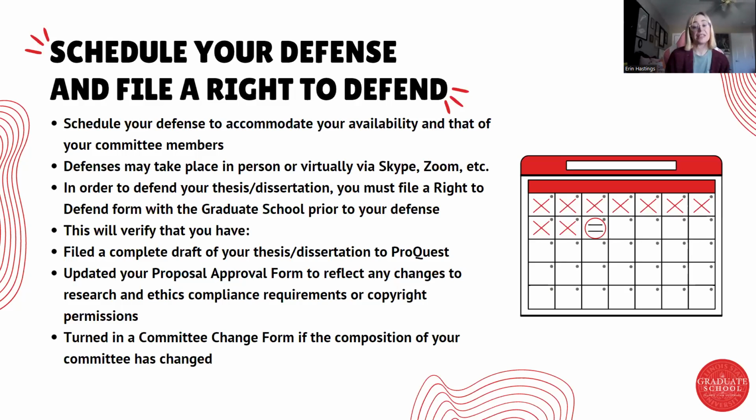In order to defend your thesis, you must file a right to defend form with the graduate school prior to your defense. This will verify that you have filed a complete draft of your thesis or dissertation to ProQuest and that you have a full defensible document ready to go. If needed, you have updated your proposal approval form to reflect any changes to research and ethics compliance or copyright permissions. And also, if relevant, you have turned in a committee change form if the composition of your committee has changed since the proposal stage, because remember, no committee changes may occur after the right to defend has been issued.